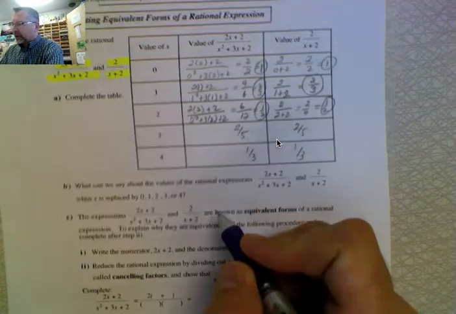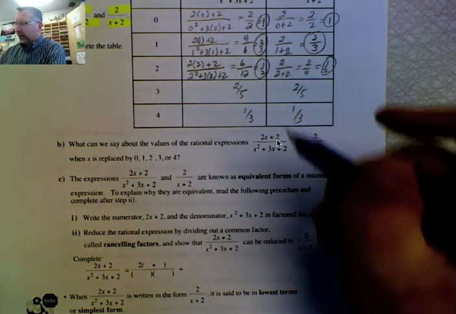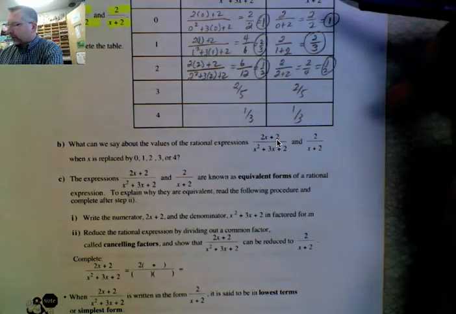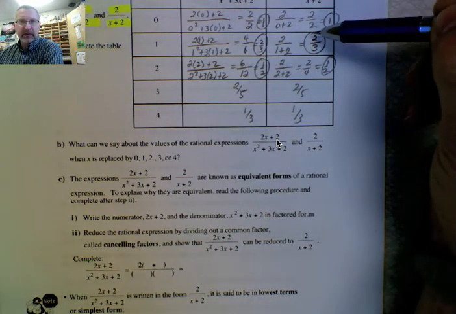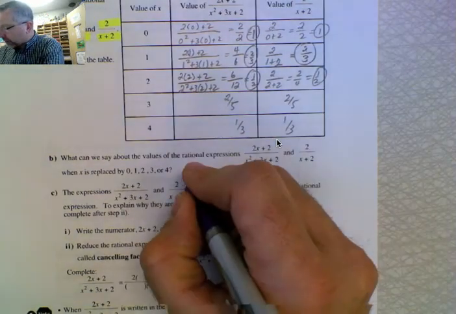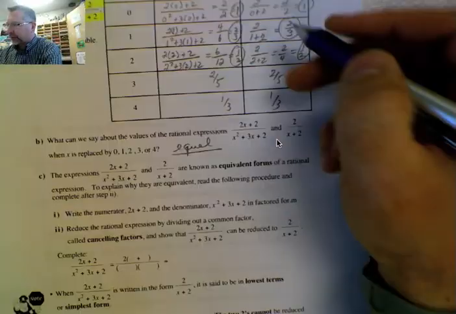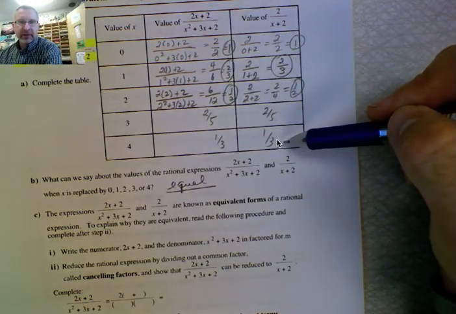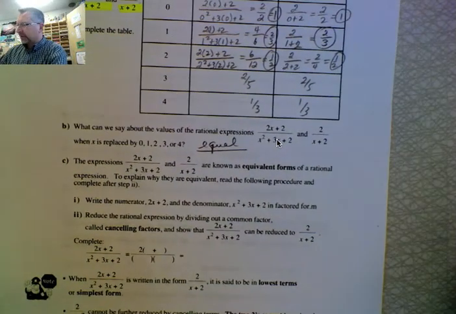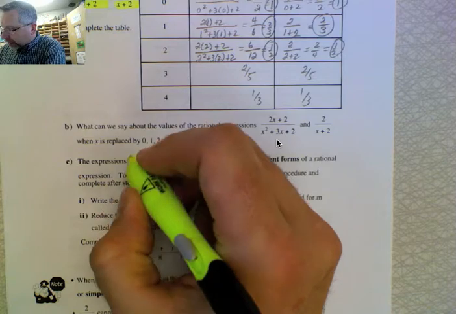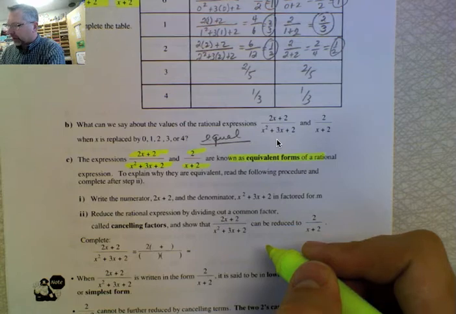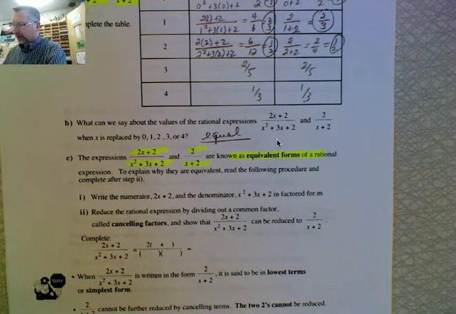So, what can we say about the values of every value in the expression 2x plus 2 over x squared plus 3x plus 2 and 2 over x plus 2? What we can say about all those values is that they're equal. No matter what value we put in for x in the first expression, we're going to get the same solution in the second expression. So basically what we have is two rational expressions that look different, but they're actually equivalent because the values are the same when we plug in values of x.